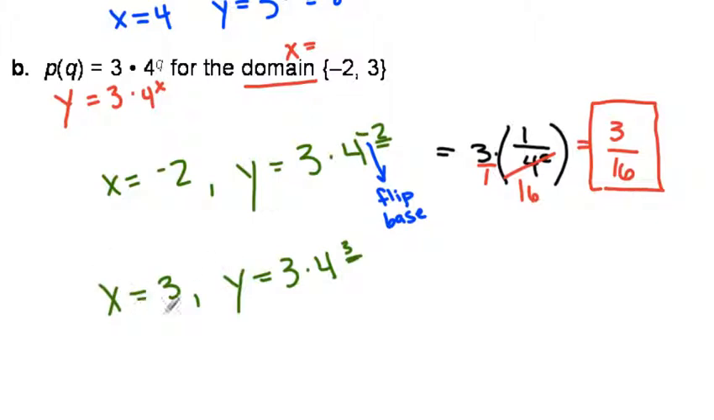Okay, for the second part, y equals 3 times 4 to the 3rd power. So that's going to be 3 times 64. That's one that we use an awful lot in Algebra 2. So you might not know it by heart now, but you will someday. 3 times 64 is going to give you 192. So when your domain is -2, your range is 3/16. When your domain, the x, is 3, your range, or your y, is 192.